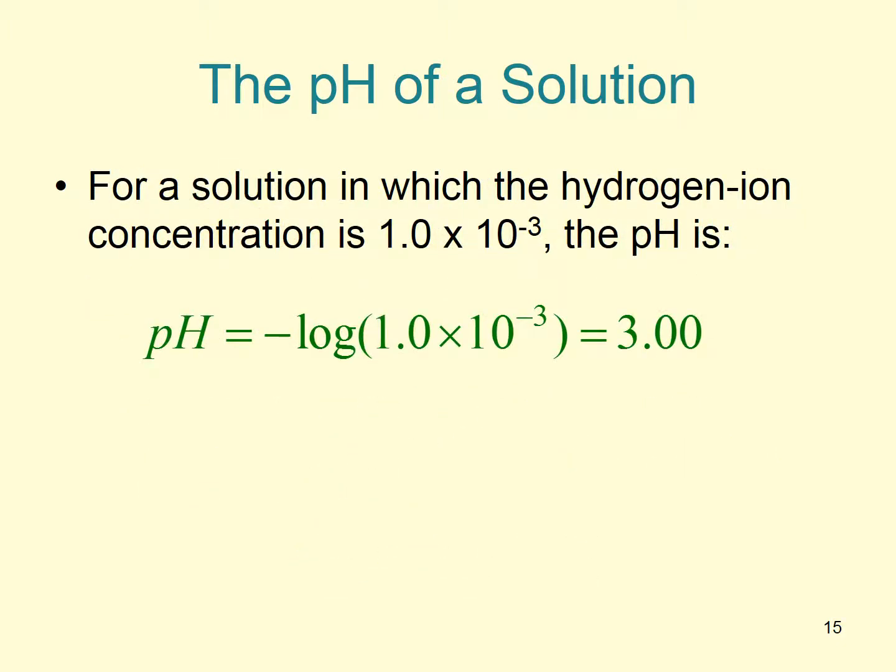So if you have a hydrogen ion concentration of 1 times 10 to the minus 3, what does the log do? It just takes that exponent, remember. So 1 times 10 to the minus 3 is the same as 10 to the minus 3. So the negative log of that is just 3.